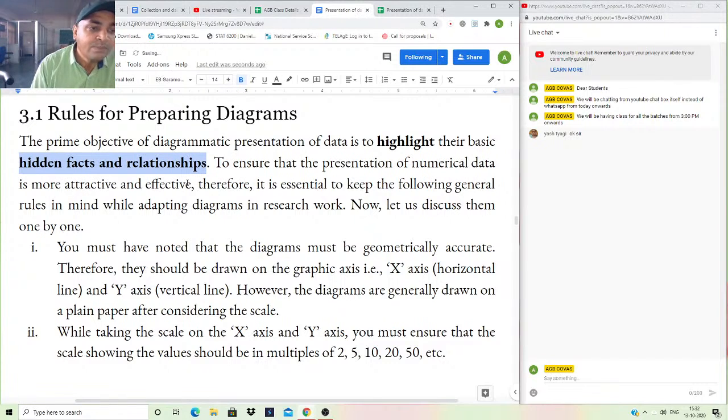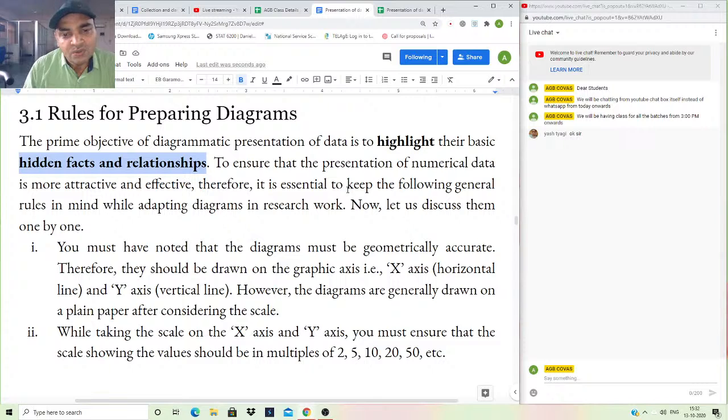Okay, so which are basically being hidden inside the data, which are not very easily understood by the human brain and the eye. So they will just highlight them in front of you in the form of visuals. So accordingly, you will be able to understand that data in a better way.